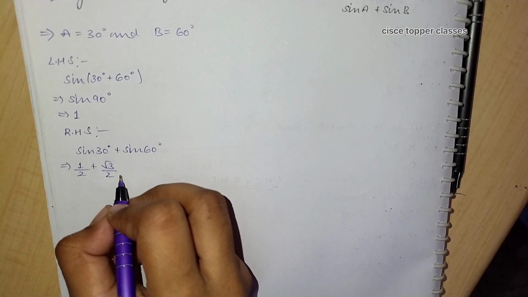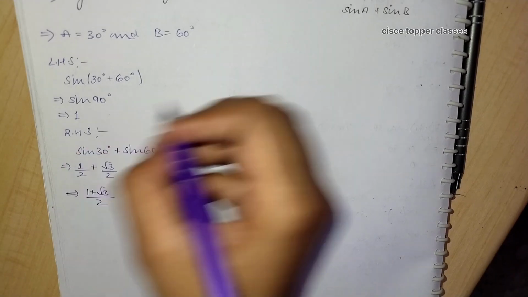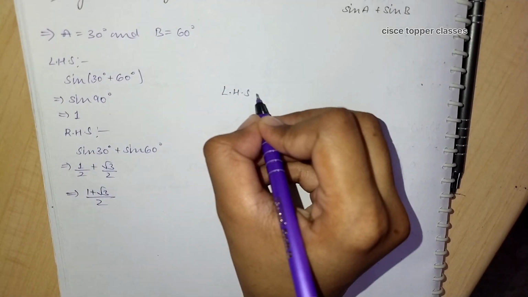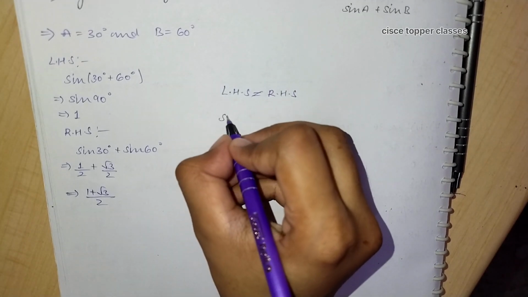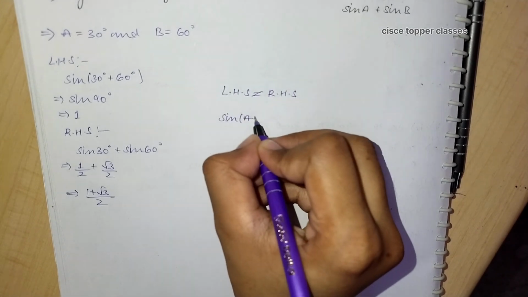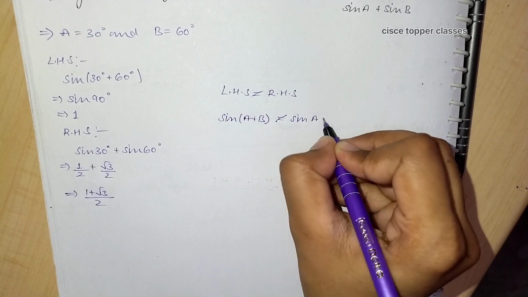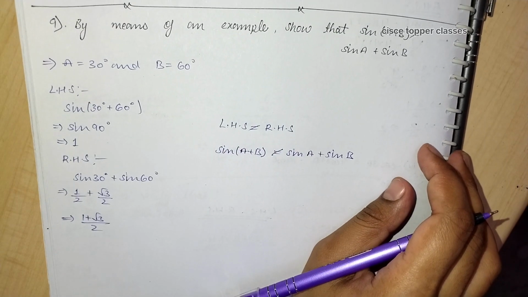So on writing, this will be 1 plus under root 3 divided by 2, which is not equal to 1. So we can write here LHS is not equal to RHS, and this is only what we have to prove in this question. From there, sin(A + B) is not equal to sin A plus sin B. So this is the final solution of the ninth question.